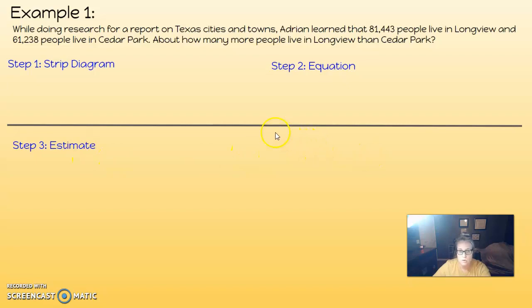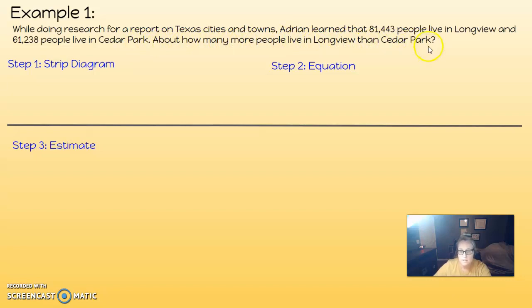So let's take a look at our question. Here's what it says. While doing research for a report on Texas cities and towns, Adrian learned that 81,443 people live in Longview and 61,238 people live in Cedar Park. About how many more people live in Longview than Cedar Park?